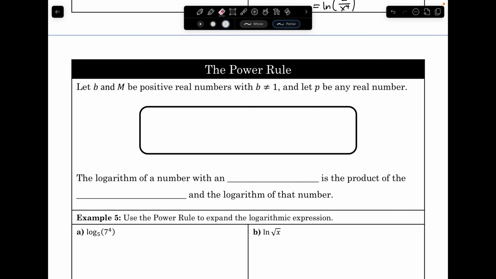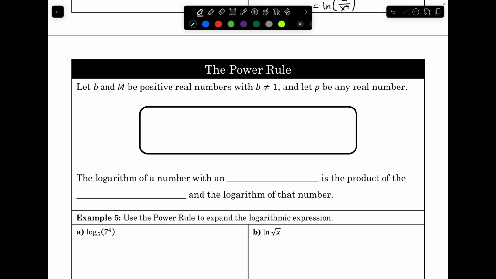Hello class, and thank you for watching the second part to lesson 6.5, properties of logarithms. In the second part, we're going to begin by talking about the third power rule, or the third property of logs, which is referred to as the power rule.